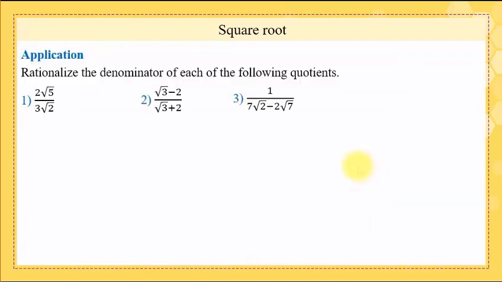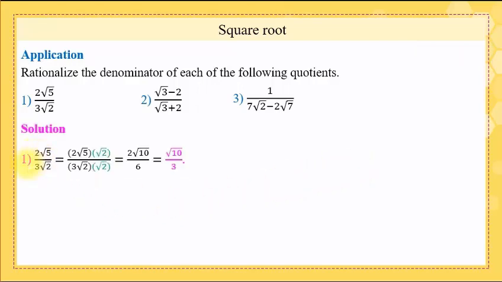Try by yourself and stop the video. Okay, let's start with the first one. The first one has a denominator of the form a radical b, so we can multiply by radical 2 only to get radical 10 over 3.